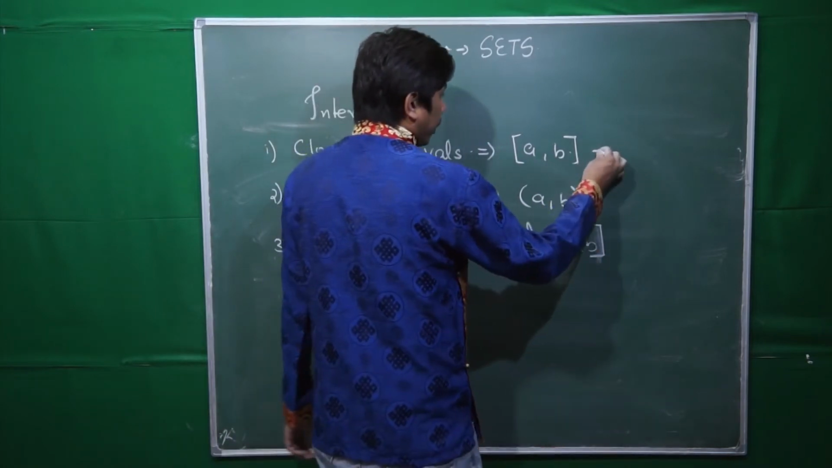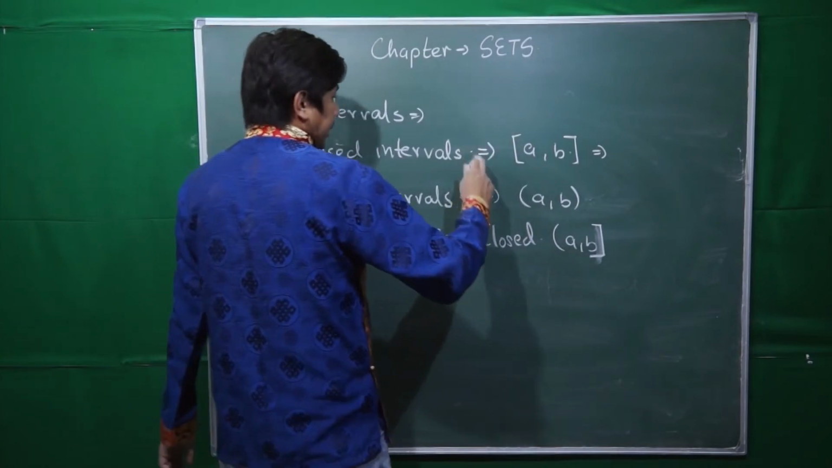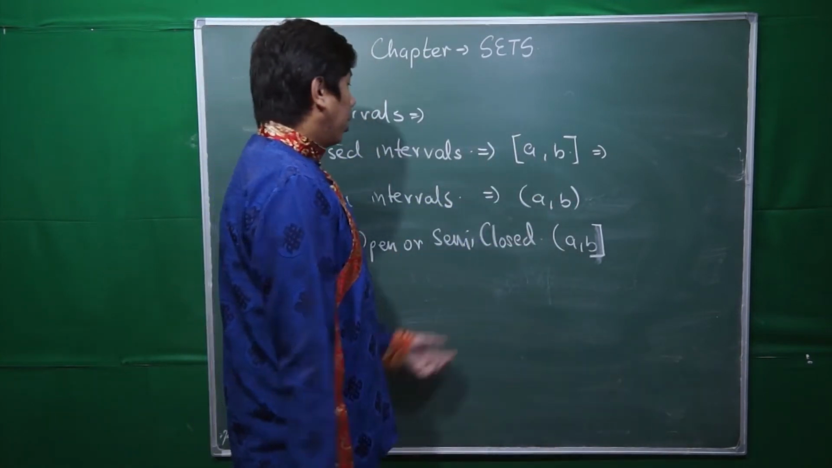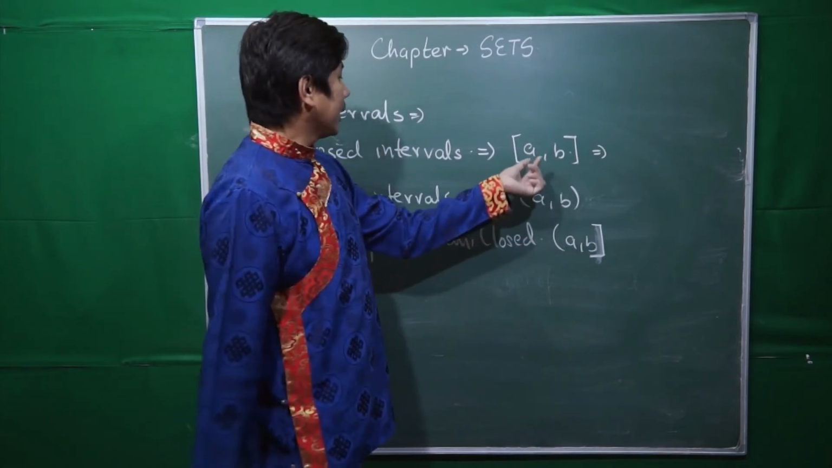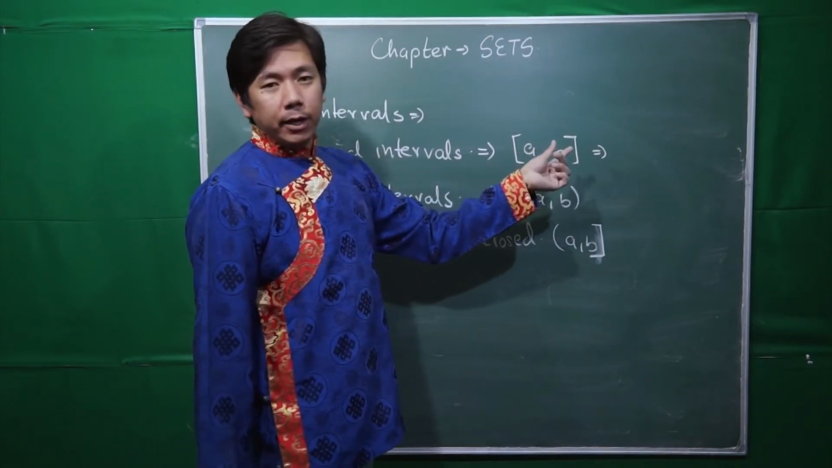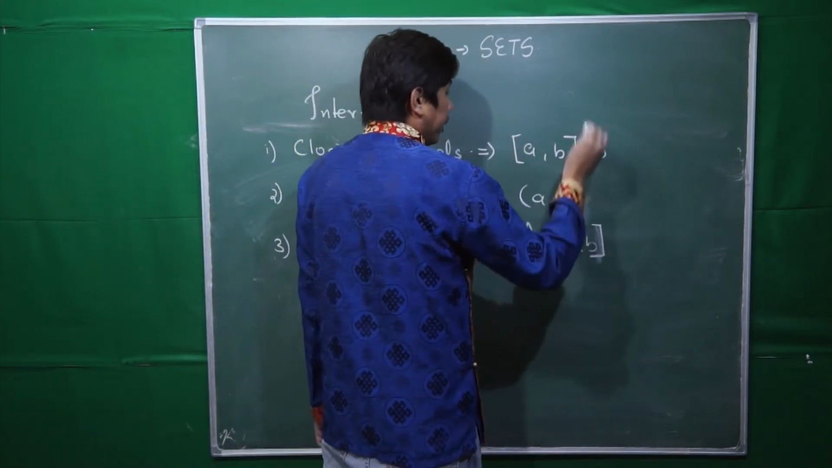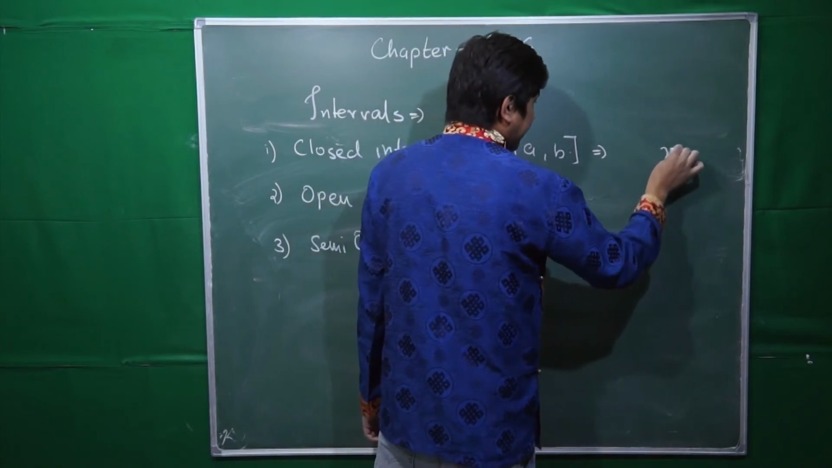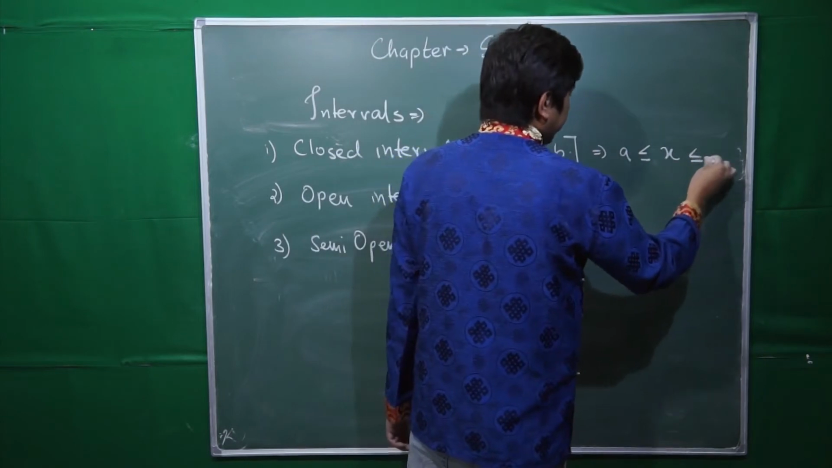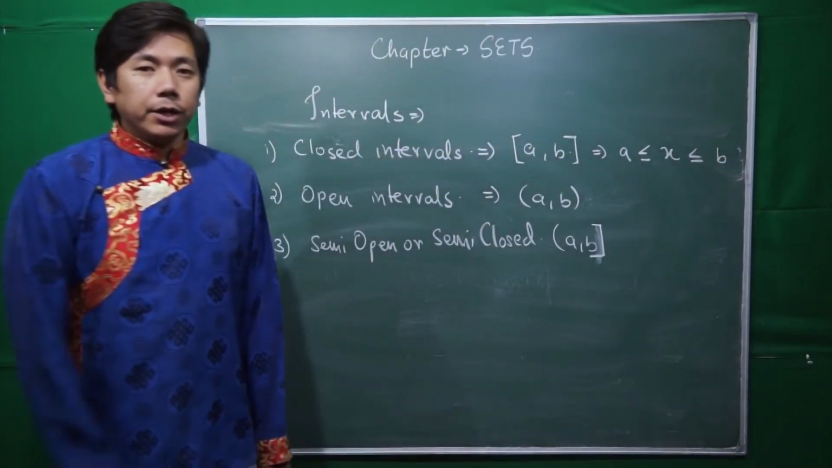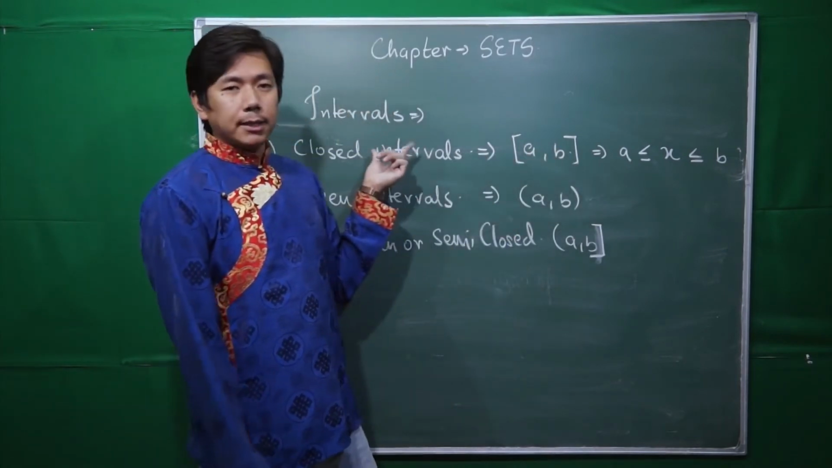In the square bracket, what it means is that it includes all the values between a and b, with a included and b included as well. Okay. So, what it means is x is such a value that is greater than or equal to a but less than or equal to b. So, this interval includes a and b as well. Therefore, it is known as a closed interval.